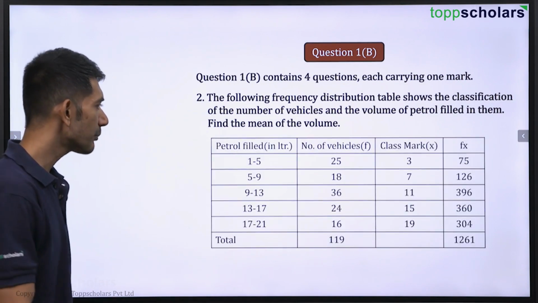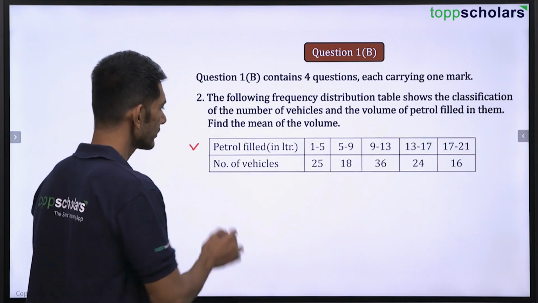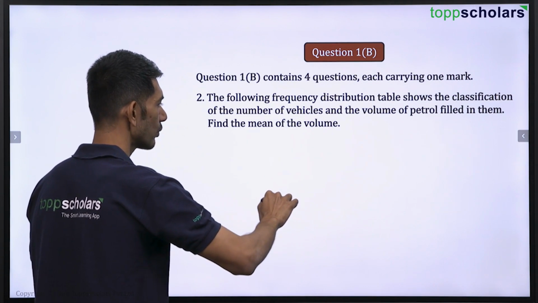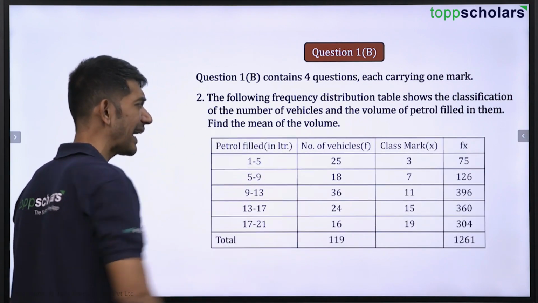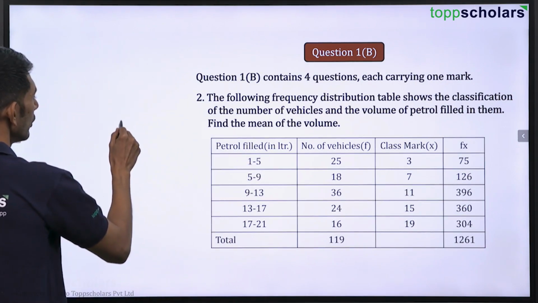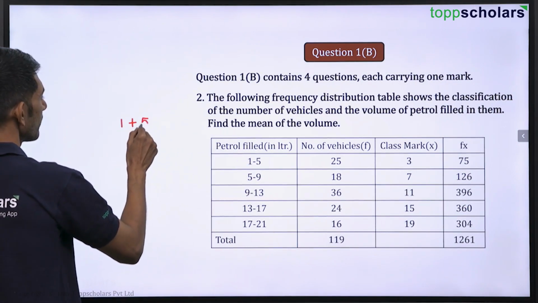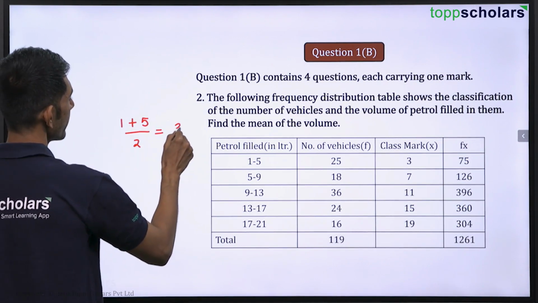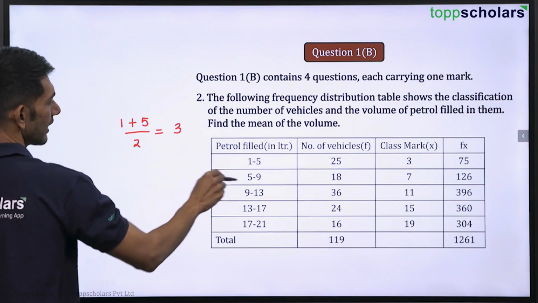So how do we find out the mean? See, the first two columns remain as it is. This and this, we'll write down vertically as it is. Then we'll find out the class mark. How do we find out the class mark? Lower limit plus upper limit divided by 2. 1 plus 5 is 6. 6 divided by 2 is 3. So 3 is the first class mark.